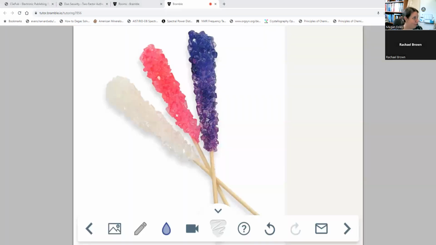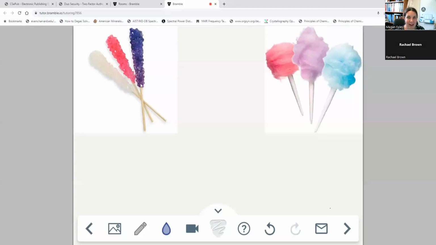So this is that rock candy. And then these are our cotton candy. We can see kind of the difference in their structures. We can see these are crystals that all grew off one point, and then this is kind of flossy where it was just thrown together. So this is our amorphous solid versus our crystalline.